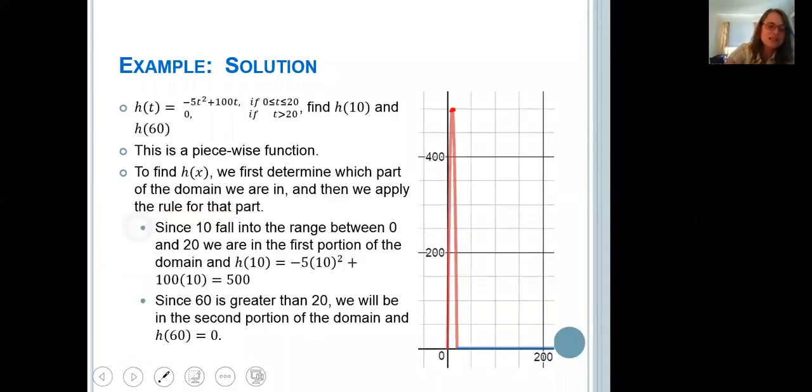Let's find h of 60. 60 is definitely bigger than 20, so that puts us down here on the second row. H of 60 equals 0, because if time is bigger than 20, then height is 0. In terms of my graph, that's going to be down here, right? So 60 seconds after we launch, the rocket's back on the ground.